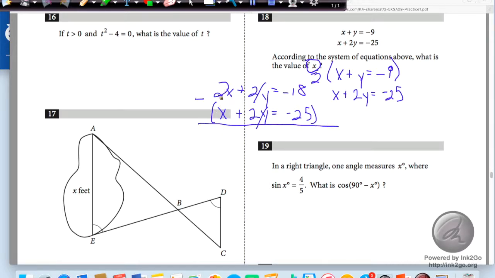So if I have 2x minus x, this then becomes x. And then if I have negative 18 minus negative 25, I'll write it over here really quickly. So negative 18 minus negative 25. This is going to be negative of negative becomes positive, which becomes 7. So overall, x is going to equal 7, and I don't even need to solve for y.